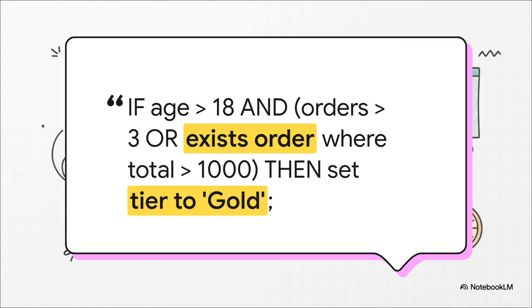A customer gets gold status if they're over 18, and one of two other things is true. Either they've made more than 3 orders, or they've had at least one single order that was over $1,000.